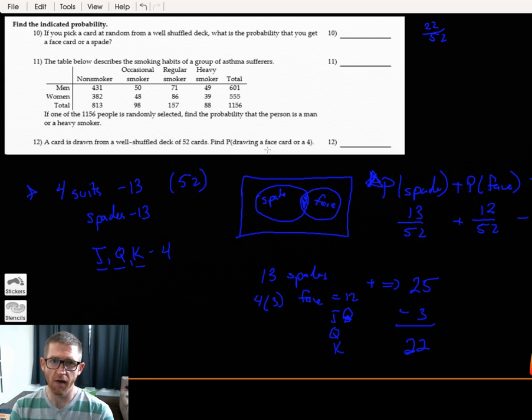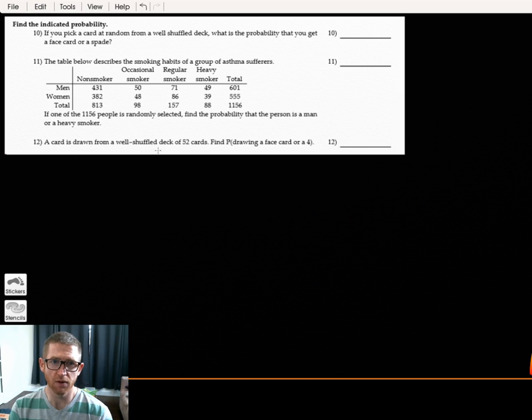Number 12 is similar, but slightly different. For number 12, the probability of drawing a face card or a 4: the face cards are again jack, queen, king, and then 4s are totally separate. There are 4 of each of these in every suit, so 16 total successes, so it's 16 out of 52. There's no overlap between face cards and 4s.